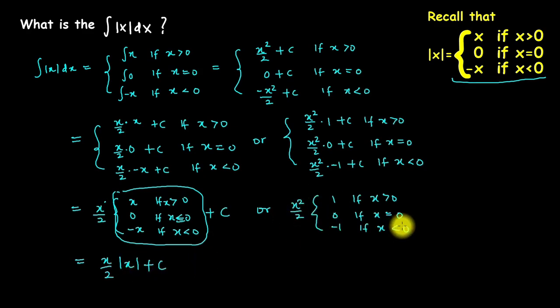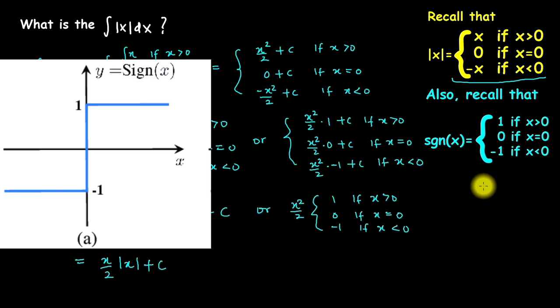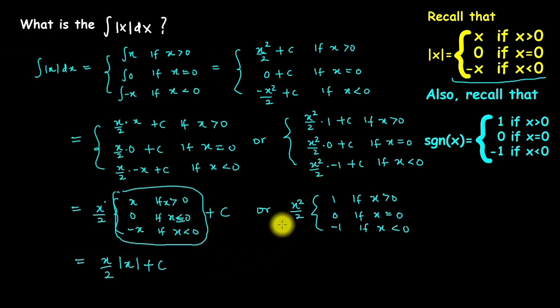Now how about this? You recall something known as the signum function. The signum function is defined as 1 if x is greater than 0, 0 if x equals 0, and negative 1 if x is less than 0. Now you can see the graph of the signum function. Okay, so now let's come back here. You will see that we can write this as x squared over 2 multiplied by the signum function of x.